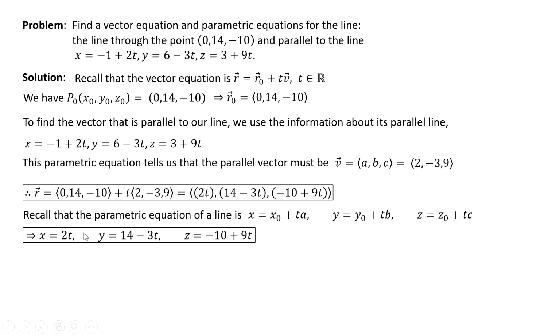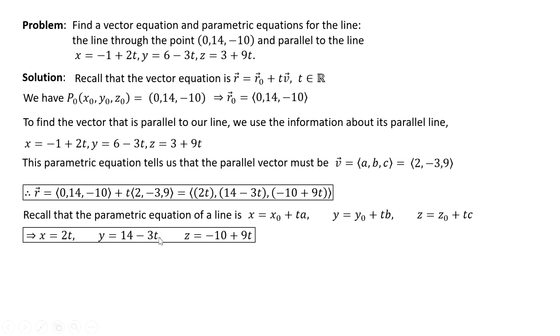Our line, whose parametric equation is this, is it parallel to that line they gave? x equals negative 1 plus 2t. Are these two lines parallel? Yeah, they are. How do you know? Well, look at the coefficients of t. For the parallel line, the coefficient of t is 2, and for our line, the coefficient of t is 2. And for the y component, same thing, negative 3 and negative 3. 9, 9. Duh.